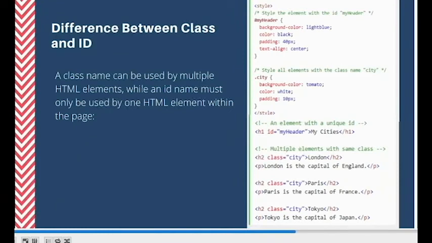So what's the difference between class and ID? A class name can be used by multiple HTML elements, while an ID name must only be used by one HTML element within the page. So mao na siya ang difference. So ang class, you can use multiple classes in HTML elements, while an ID you can only use once, no?